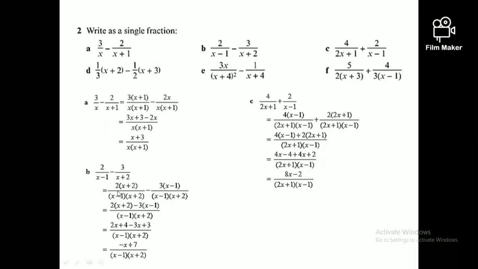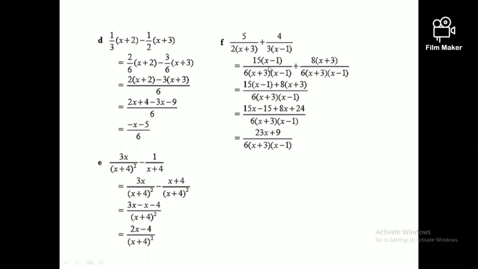Then you will remove the brackets. 2 into x plus 2 minus 3 into x minus 1. 2 into x is 2x. 2 into 2 is 4. Minus 3 into x is minus 3x. Minus 3 into minus 1 is plus 3. 2x minus 3x is minus x. 4 plus 3 is 7. So your final answer turns out to be minus x plus 7 over x minus 1 into x plus 2. Here also you have to work out the same concept, right?